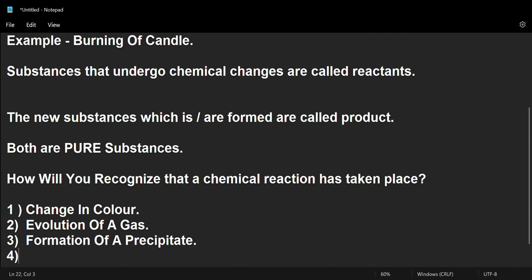Number 4 on our list is, drum roll please, change in state. The change of state is observed in many chemical reactions.